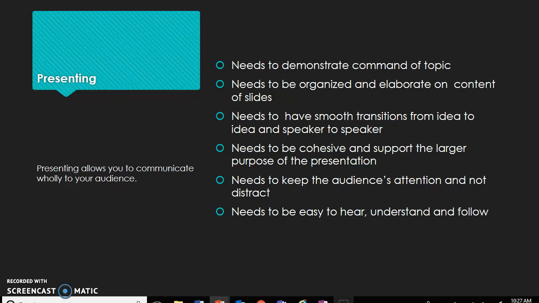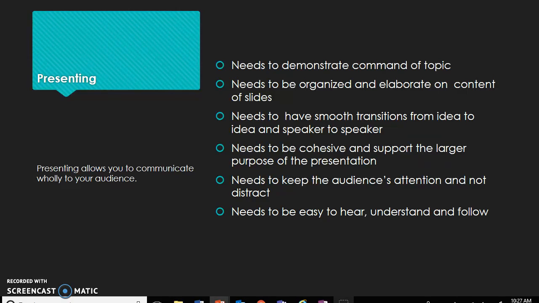So what do you as a presenter need to be able to do? Well, you need to demonstrate a command of your topic. You need to be comfortable with it. You need to really understand it, because once you understand it, you can explain it to other people. If it's clear that you don't understand, you've lost credibility with your audience, okay? And it shows in your presentation.